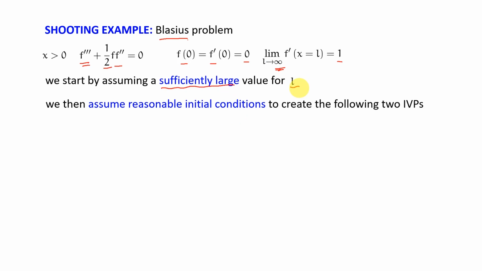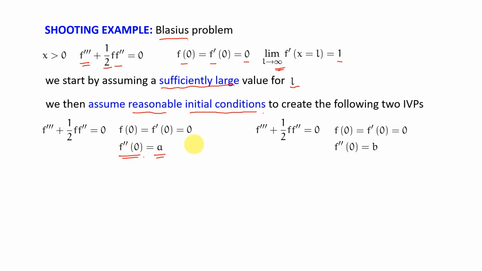After we take some value of L, we have to take a reasonable initial condition. We have a missing initial condition here. We are going to apply the shooting method. For the shooting method, I have to convert this to an initial value problem. How am I going to do that? Here I have f at x equal to 0 and f prime at x equal to 0, so I need to have f double prime at x equal to 0. So I take a guess of f double prime 0 as a. This a is my initial guess of the unknown initial condition.